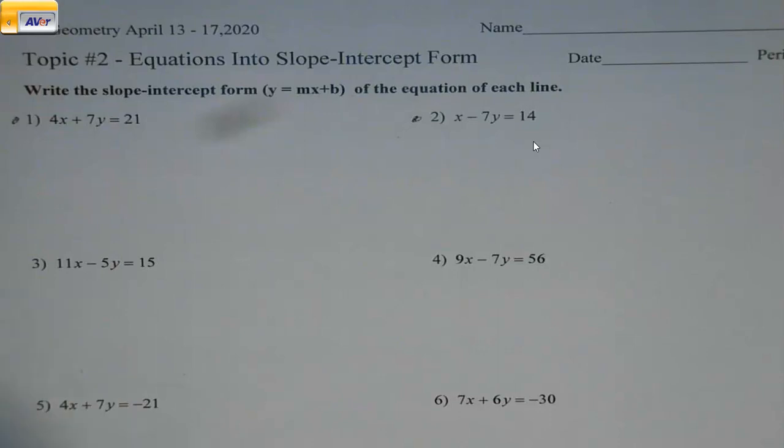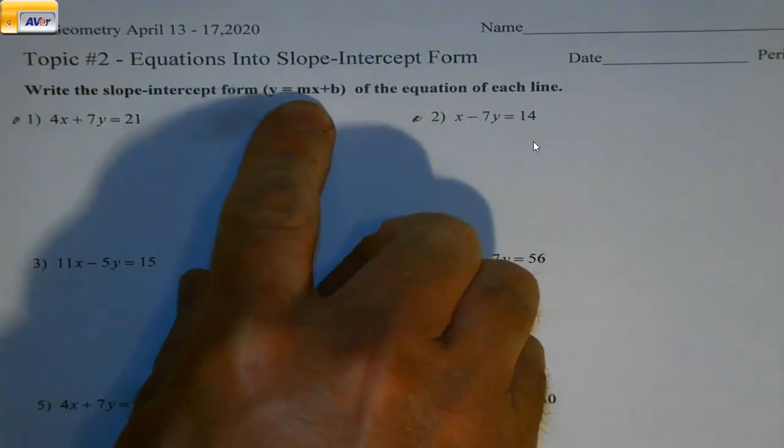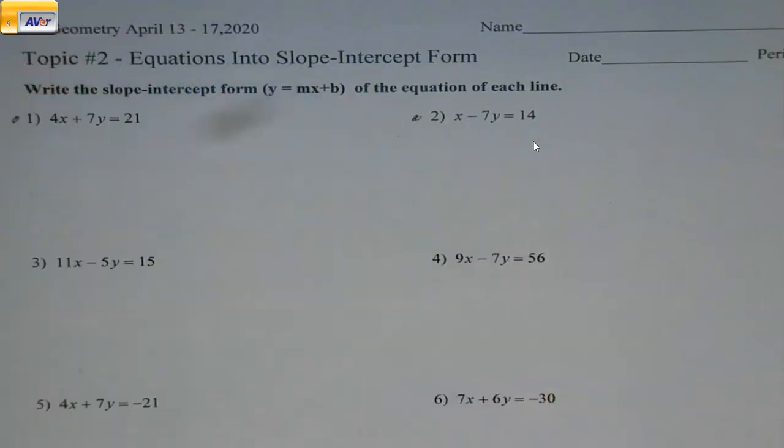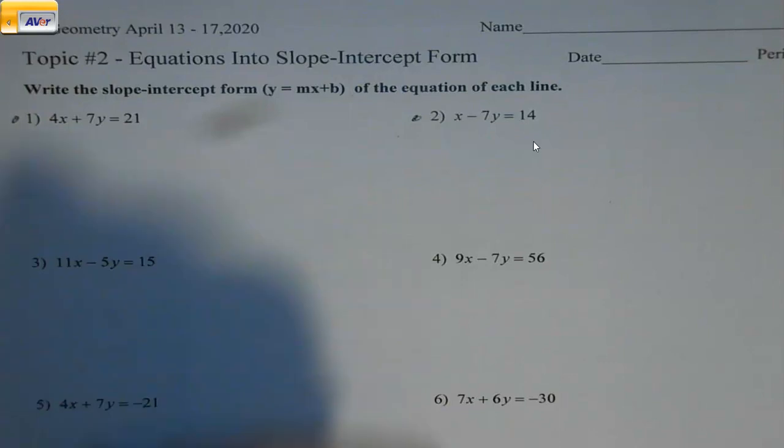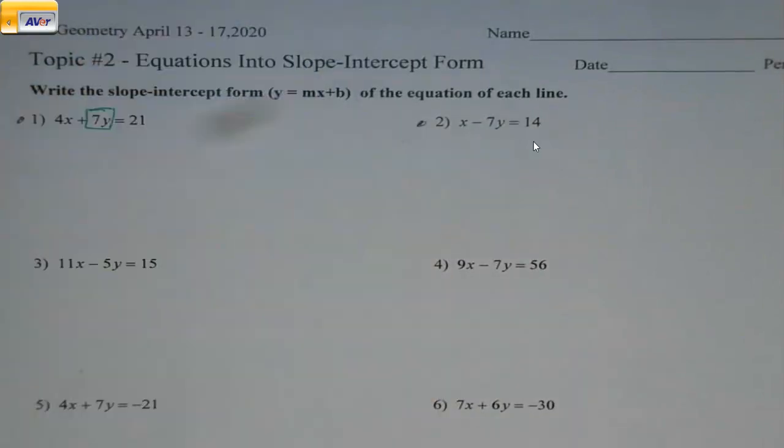But back to our topic at hand here. Write in slope-intercept form. Basically, we're just solving for y. We want to get y by itself on one side of the equation. So, a couple of things we have to do. First, we want to get the y term alone.